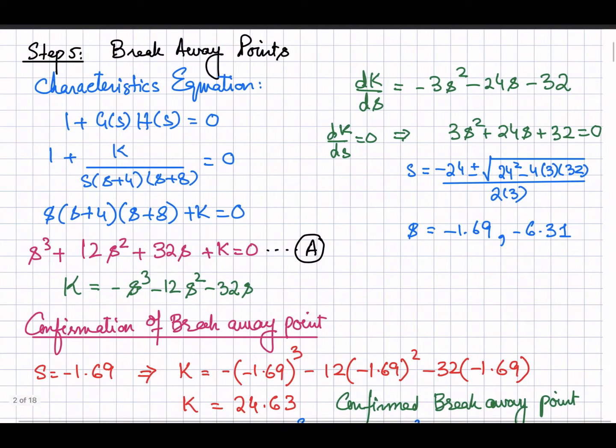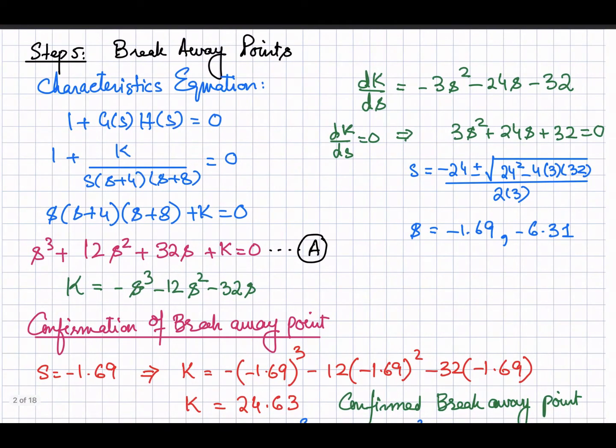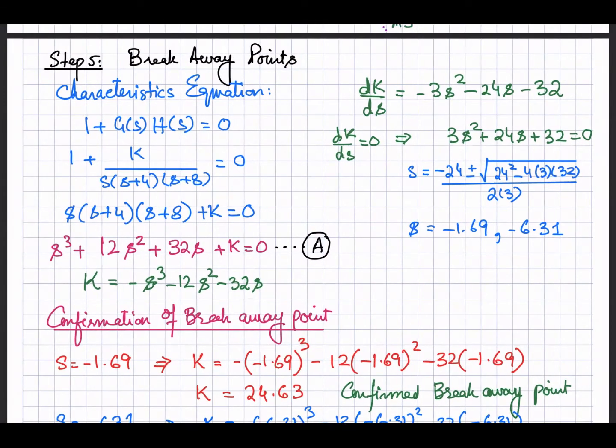And now if we find the roots for this one, using the quadratic formula, s will be equal to minus 1.69 and minus 6.31. Okay, now we have these 2 points. The breakaway points are expected at these positions, but we need to confirm whether they are breakaway or not.